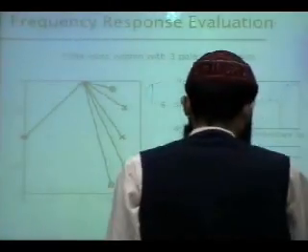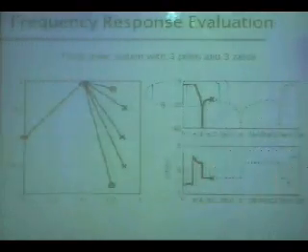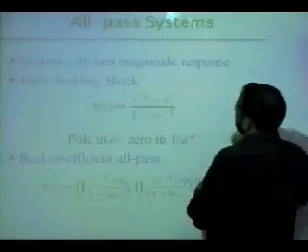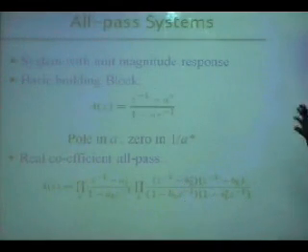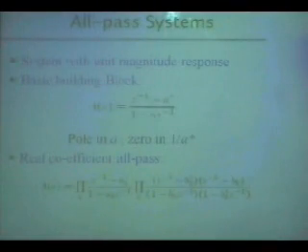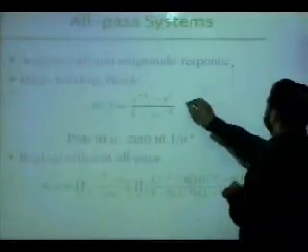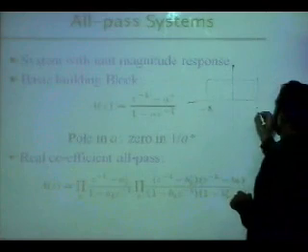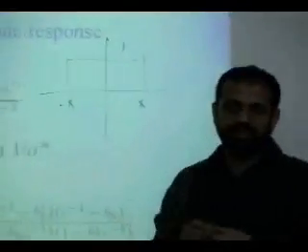This we have already covered. Now we come to the next topic, which is the all pass system, and I'll quickly go over it. All pass means they pass everything, because the magnitude response is 1. So an all pass system is a system where from minus pi to pi the magnitude response is exactly 1.